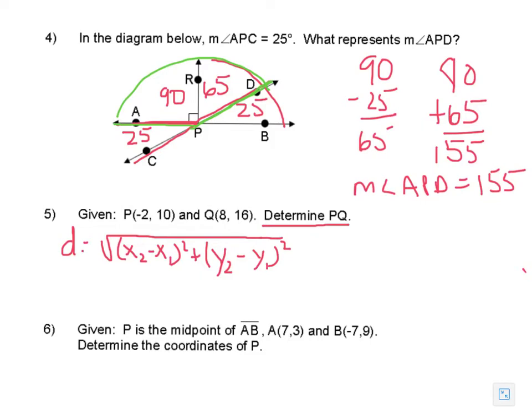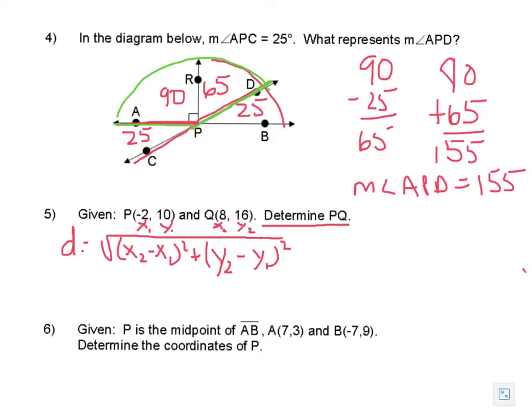And we just have to plug the numbers in. Remember that these are ordered pairs. So this is going to be x, this is going to be y, this is going to be x, and this is going to be y. This will be point 1, and this will be point 2. So that's how we label them.